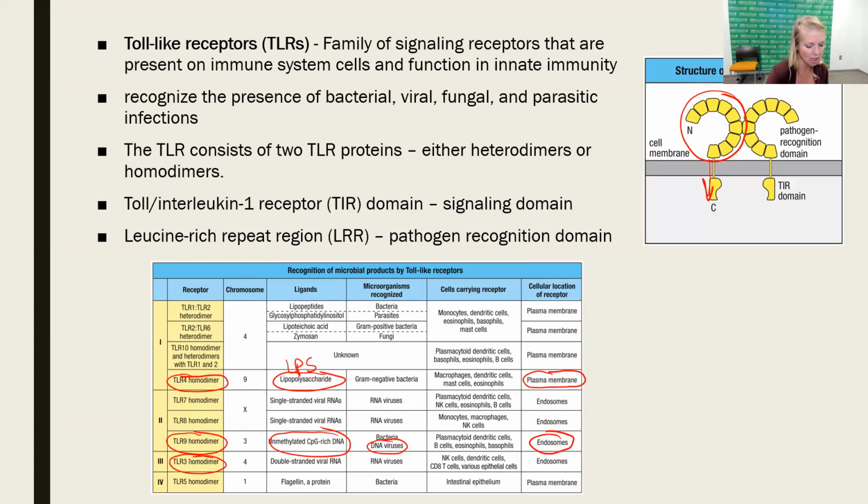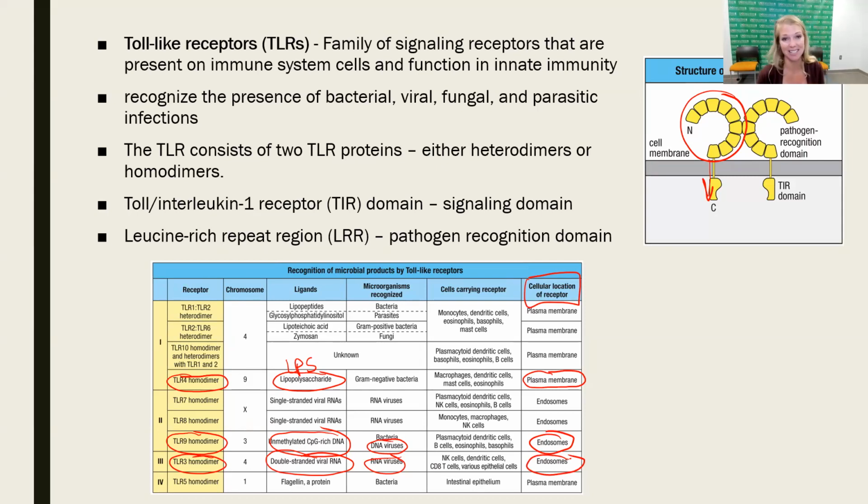TLR3 is another one that we talk a lot about that recognizes double-stranded RNA. Now, if you recall, double-stranded RNA is not a thing in human genetics. Double-stranded RNA is going to definitely signal that there is a viral infection. And so it's going to recognize RNA viruses, and because it's going to recognize intracellular proteins, they're going to be located in the endosome, facing out into the cytoplasm.